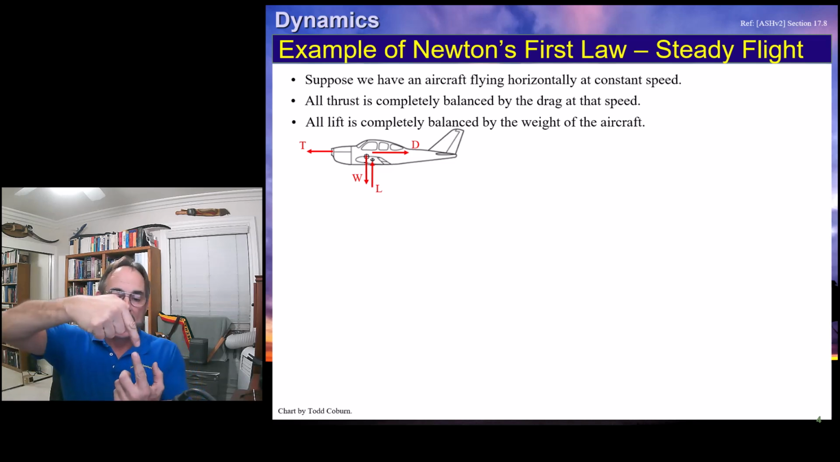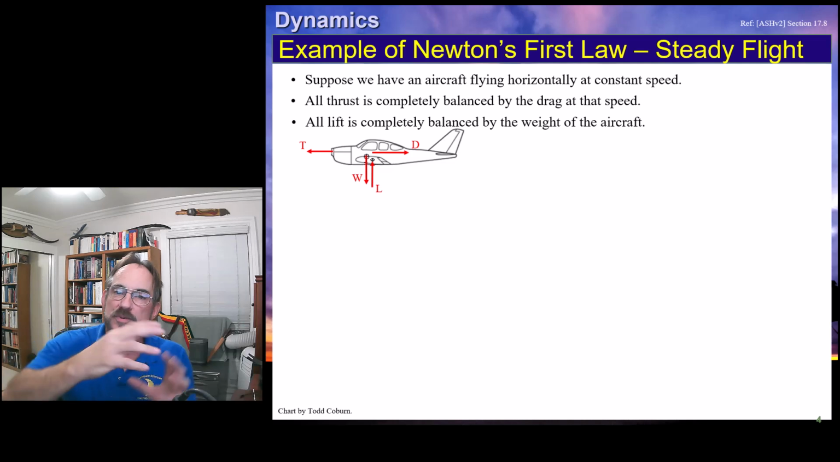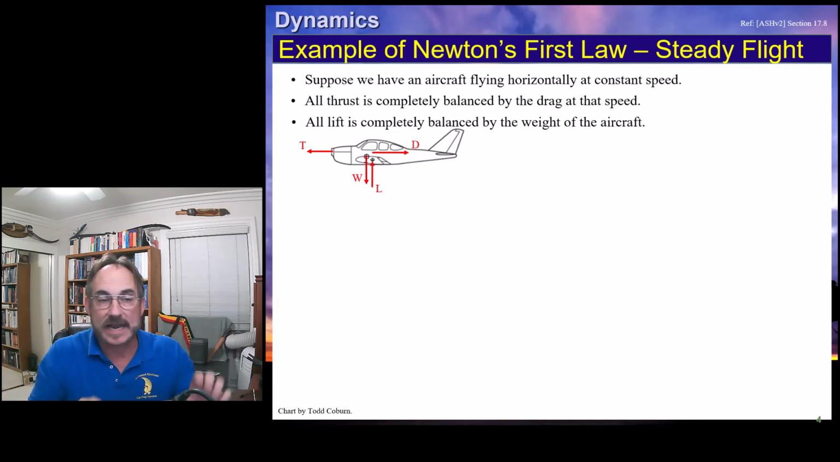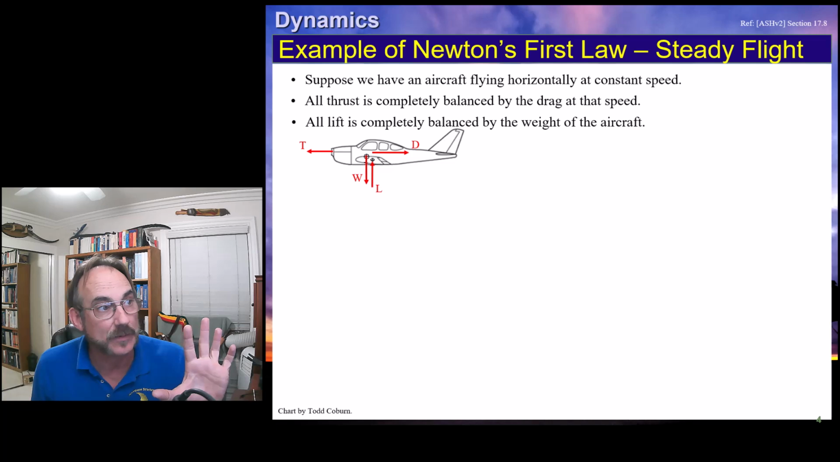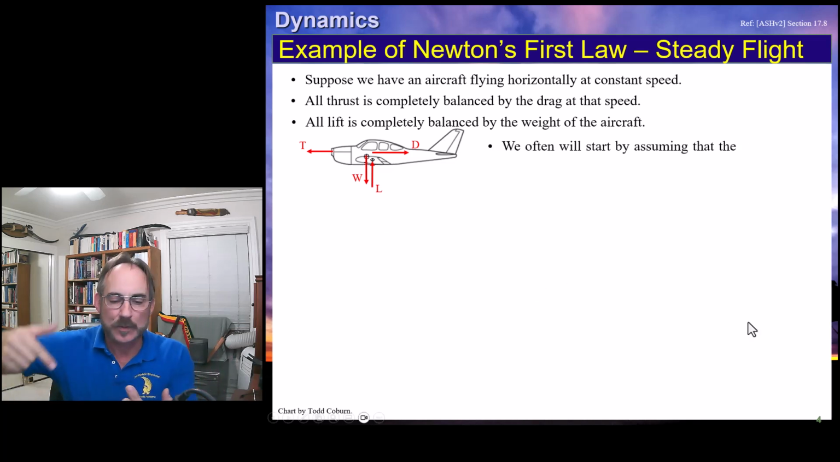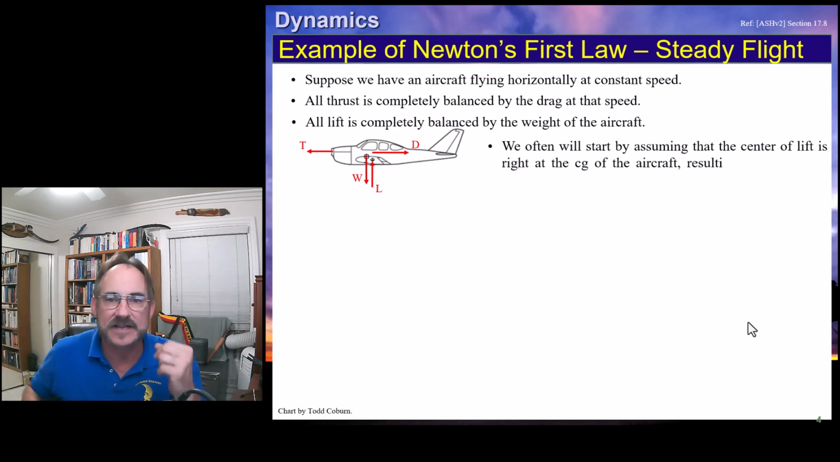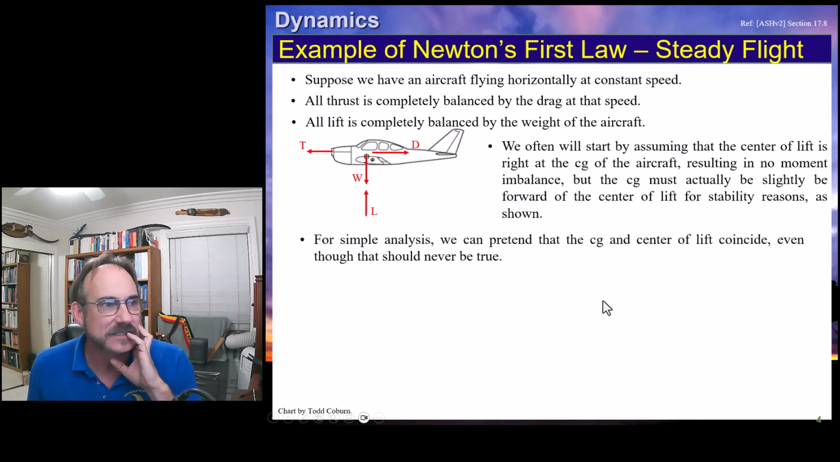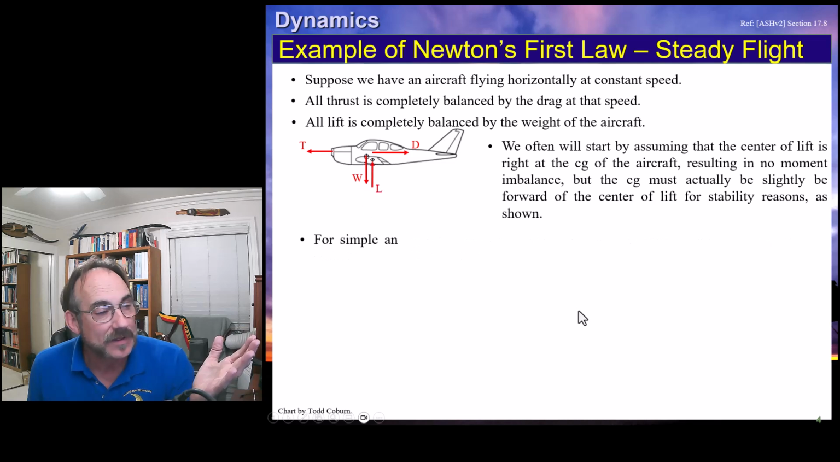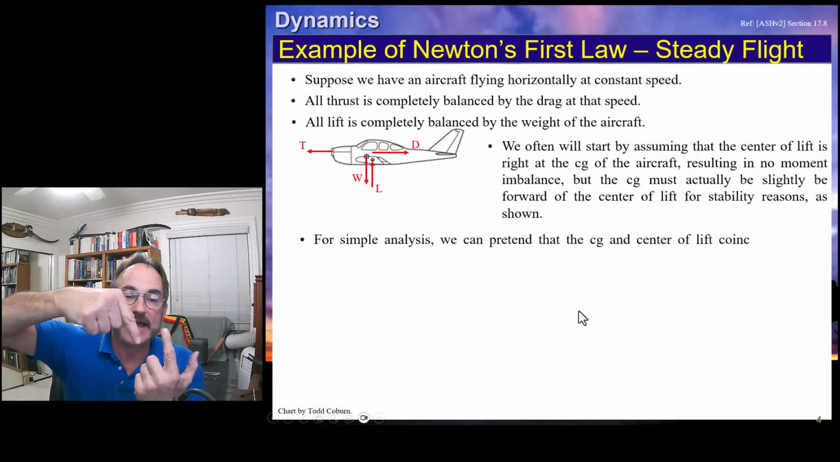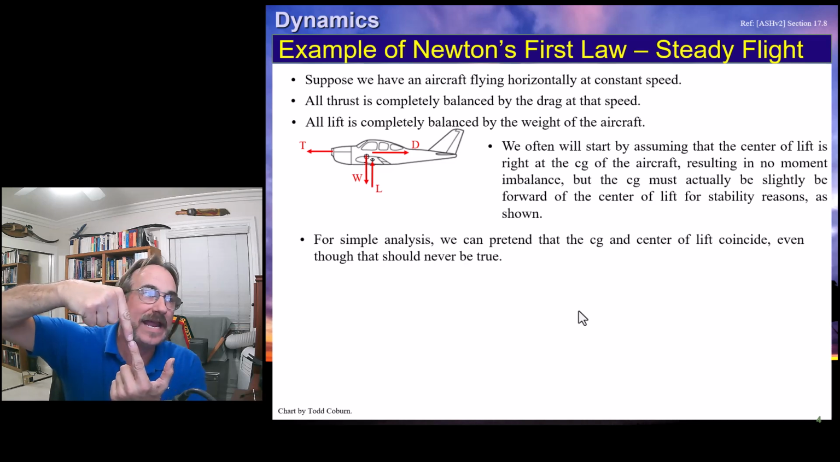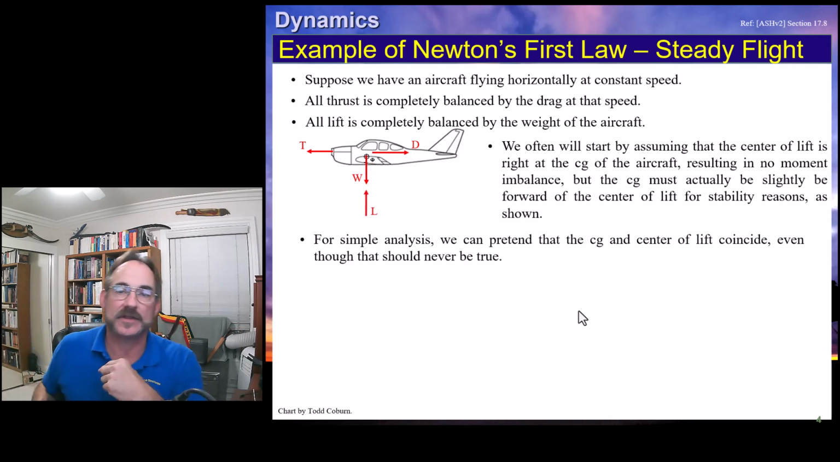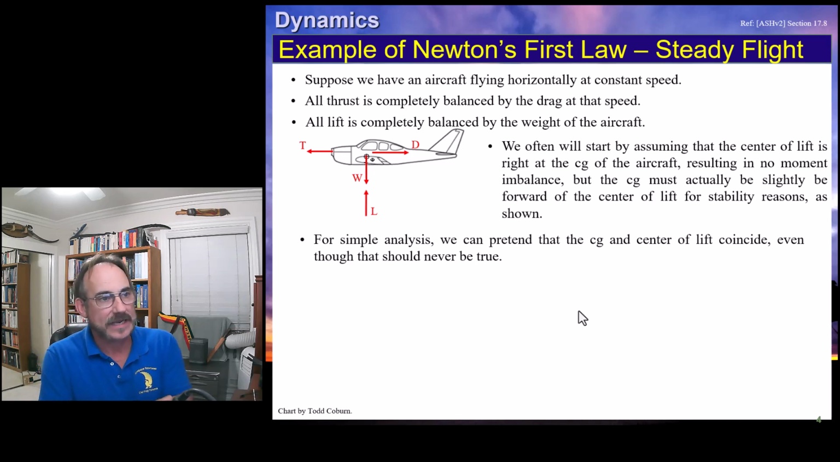That's going to cause a tipping moment, which we would then have to sum moments in order to get all the reaction pairs. But like I said, we'll deal with that later. Usually what we'll do is just pretend that these are lined up. We will just assume that the lift and the weight are perfectly lined up and there's no imbalance, simplifying by assuming that the weight is occurring at the center of lift, or the lift is occurring at the center of weight.